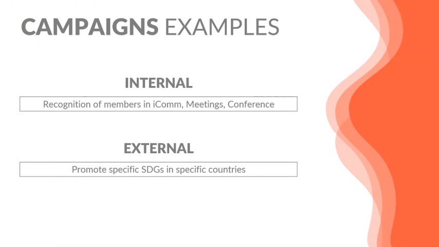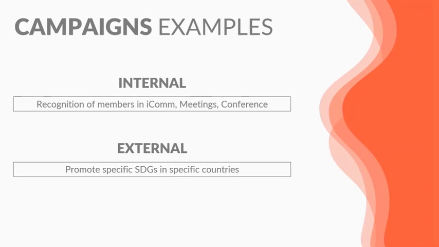Examples of actions you can have for internal and external engagement. For internal, for example, recognition of members in ICOM, meetings, conference, and all touch points that you can have to stimulate them, to train them on the campaign, to stimulate them to participate. Examples of external engagement actions: promote specific SDGs in specific countries with the message of the United Nations in specific departments and these kind of things.